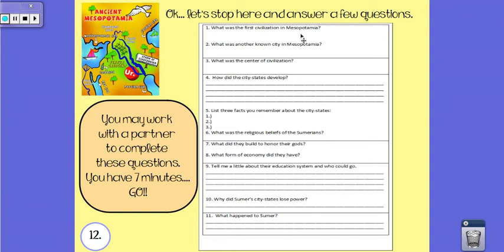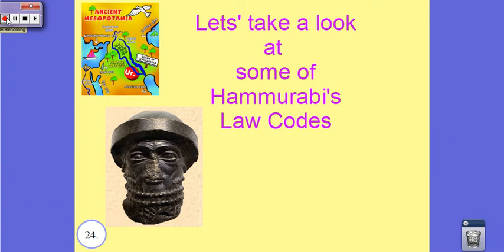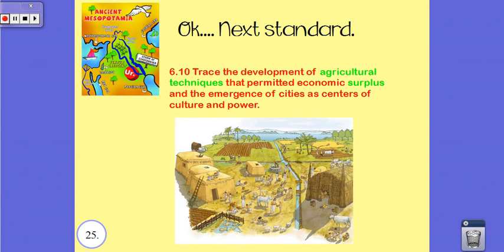What was the first civilization of Mesopotamia? This is all about Sumer and the religions in Sumer and what Sumer might have looked like. Alrighty. Okay, we are not going to analyze any of Hammurabi's law codes on our test. However, you do need to know who Hammurabi was and what was so significant about him. Then we move on to standard 6.10, and this was agricultural techniques.